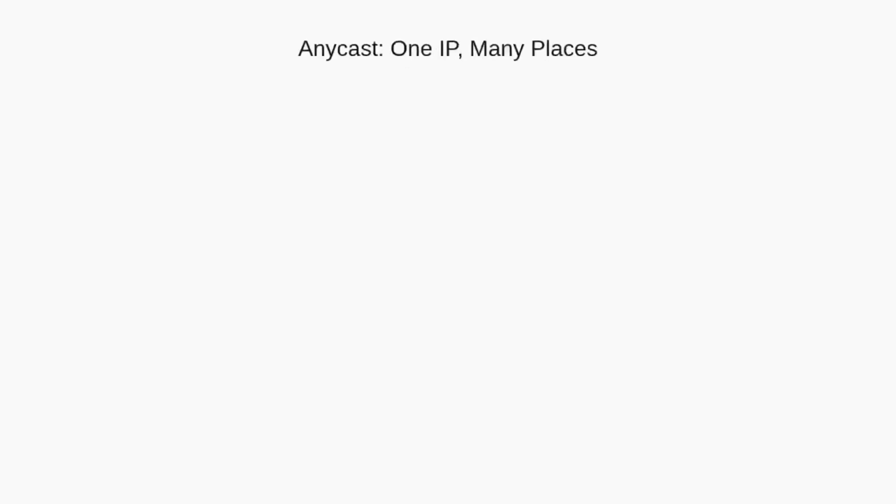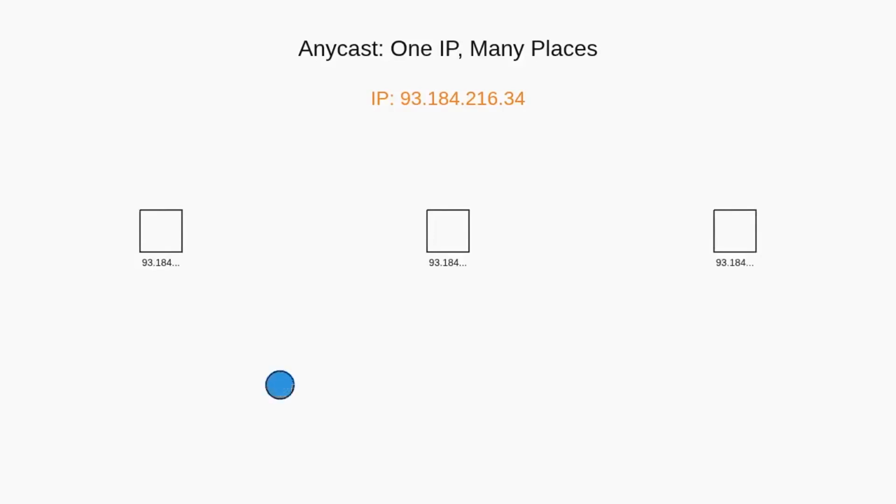But how does your computer know which edge node to talk to? This is where the magic of Anycast routing comes in. In a typical network, every IP address is unique to one location. But with Anycast, multiple servers across the globe all advertise the exact same IP address to the internet via BGP, the Border Gateway Protocol. When your request enters the internet, routers look at their routing tables and send your packets to the closest advertised destination based on network hops.